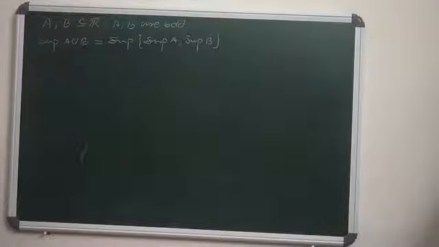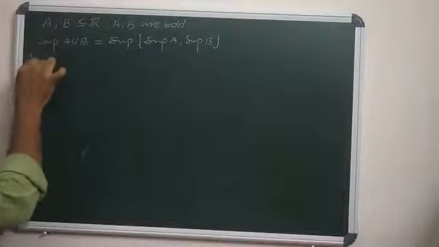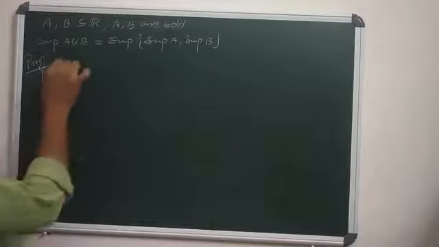If A and B are bounded subsets of R, then A union B is bounded. Now we have to show that the supremum of A union B is the supremum of supremum A and supremum B. How to prove this one? Clearly, since A and B are bounded, their infimum and supremum exist. Since A union B is also bounded, the supremum of A union B and the infimum of A union B also exist.